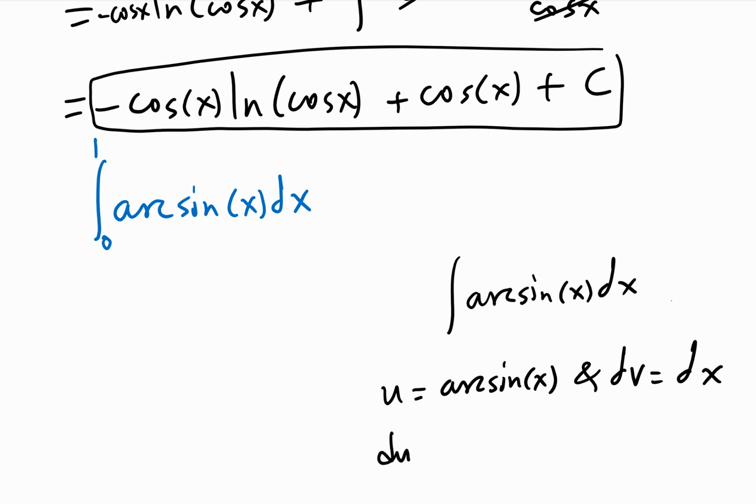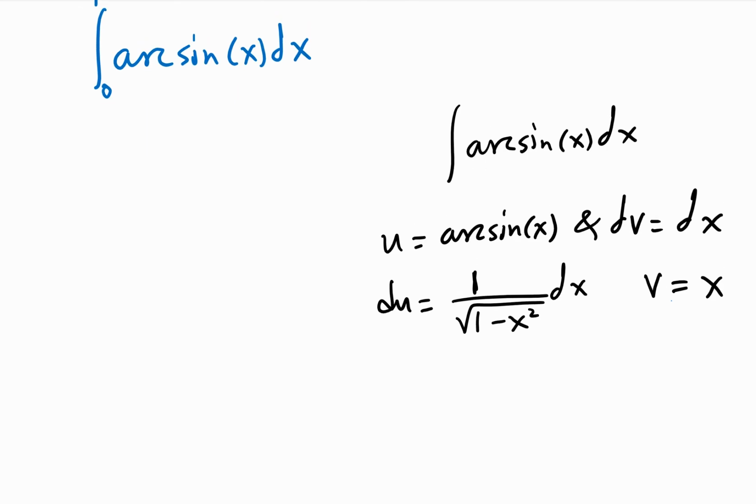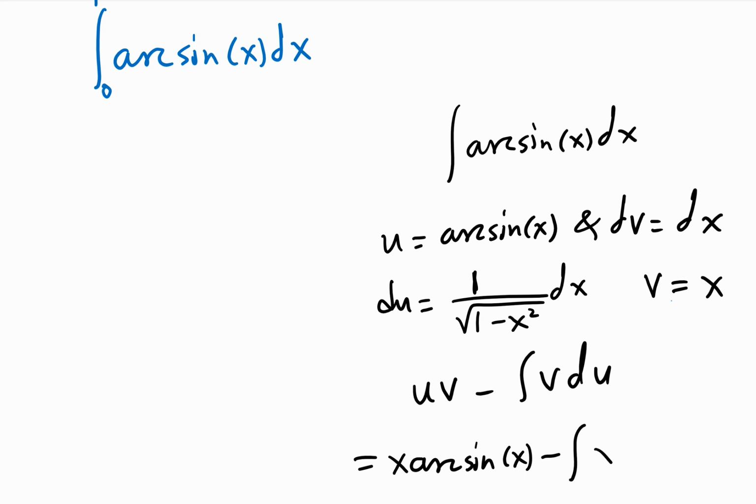So what's the derivative of arc sine? It is 1 over the square root of 1 minus x squared, don't forget the dx. And from here, v is x. So the way this works, it's uv minus the integral of v du. So x arc sine of x minus the integral of v du, which is x over the square root of 1 minus x squared.